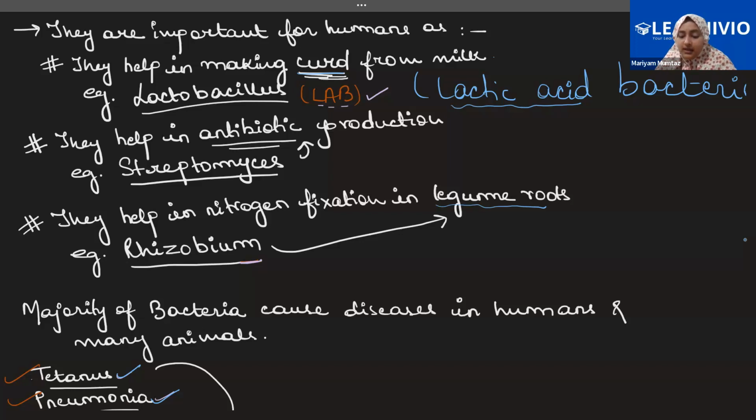Now, what rhizobium does is that it attaches itself onto the root of the legume plants. When it is attached to the root, it does the nitrogen fixation in the soil, and because of that, it makes the nitrogen available to the legume plants. So that is why it is again very important.